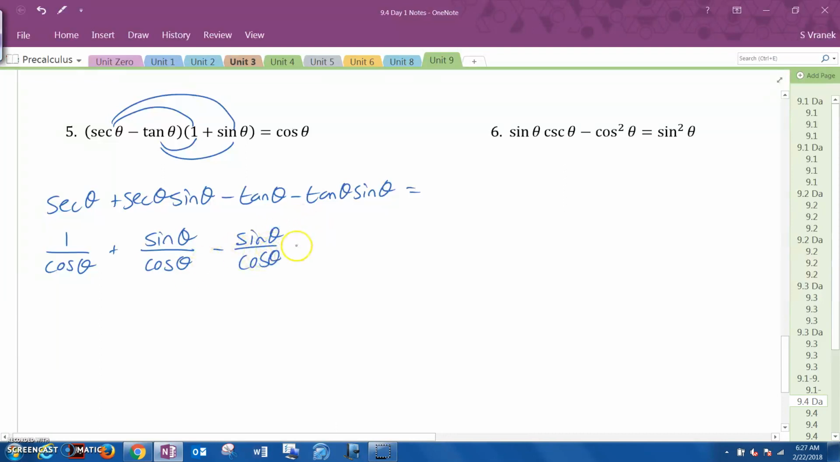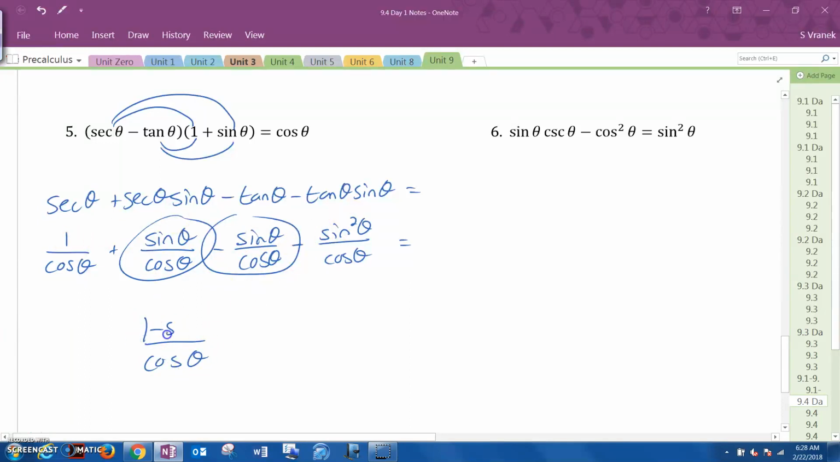Oh, that's going to help. Minus sine times sine, which is sine squared theta over cosine theta. Okay. So the good news is everything has a common denominator of cosine. The other good news is this fraction and this fraction cancel out. So I'm left with a common denominator of cosine on the bottom, and the top becomes 1 minus sine squared.